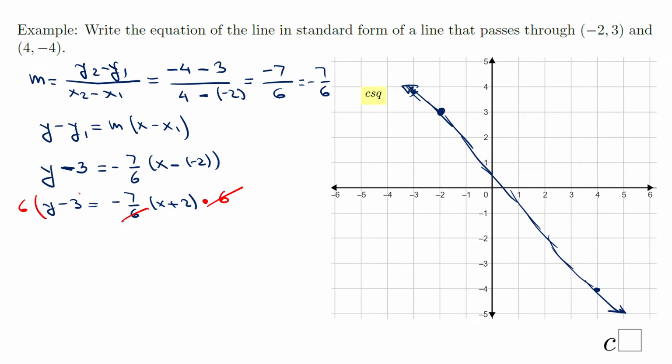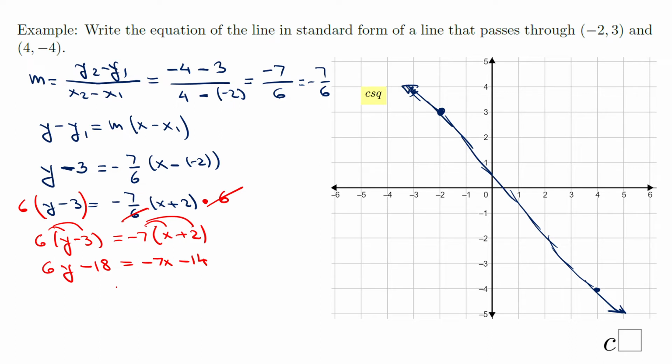Also, you can multiply by negative 6 if you want, but I'm going to multiply just by 6. So we have now 6 times the quantity y minus 3 equals negative 7 times the quantity x plus 2. Distributive property on both sides, like in the previous example: 6y minus 18 equals negative 7x minus 14.